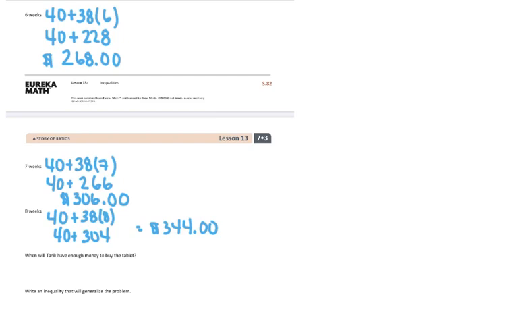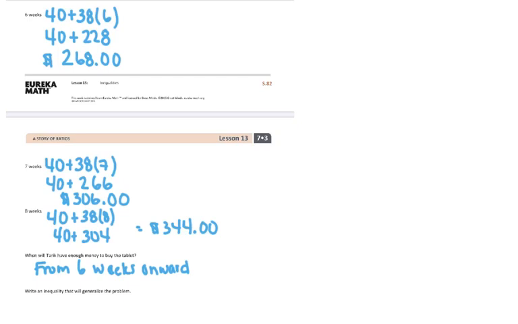So my next question says, when will Tarek have enough money to buy the tablet? He will have enough money at 6 weeks and beyond. Because remember, he's saving $268 by 6 weeks. So he can save for 6 weeks or greater in order to buy his tablet. So, from 6 weeks onward, Tarek will have enough money saved for his tablet.